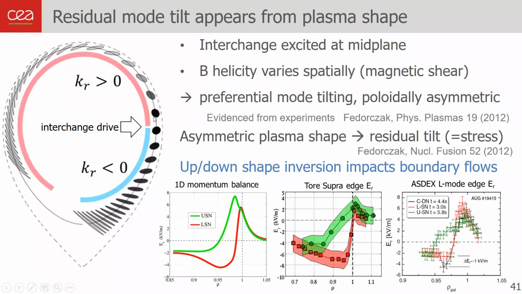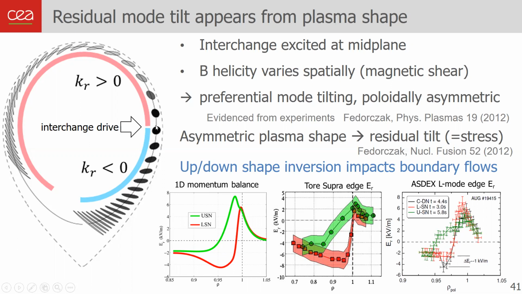And now, if you look at the global geometry for a tokamak, you have interchange drive around the midplane, and this creates elongated filaments along the rest of the geometry. But in tokamaks, the magnetic helicity is not uniform in space. It varies spatially. And so you have this magnetic shear that distorts the shape of the structures when you move away from the midplane.